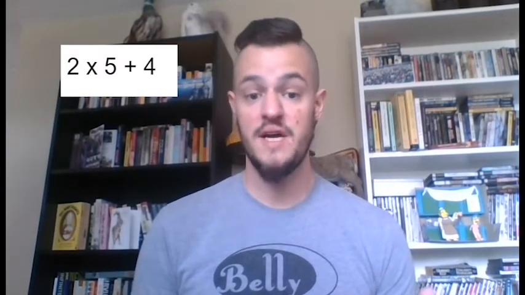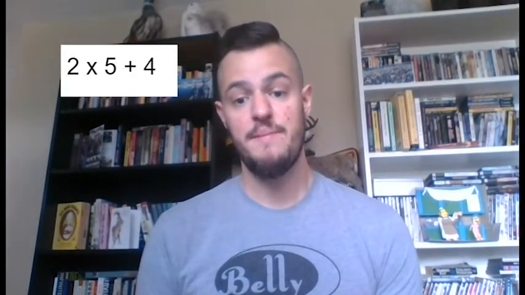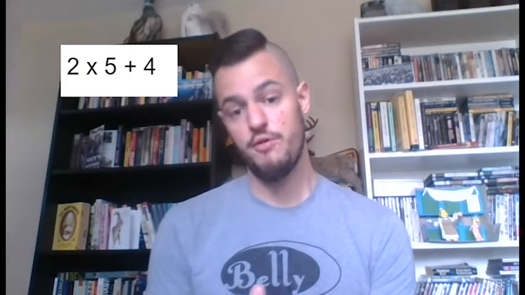There are no brackets or exponents in this problem, so we go straight to divide and multiply, then add and subtract. For this problem, that means we solve the multiplication before the addition. 2 times 5 goes first, making it 10. Then we add 4 to get 14. Done. And that's it for today.